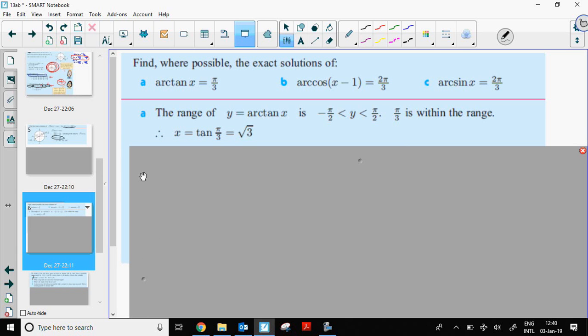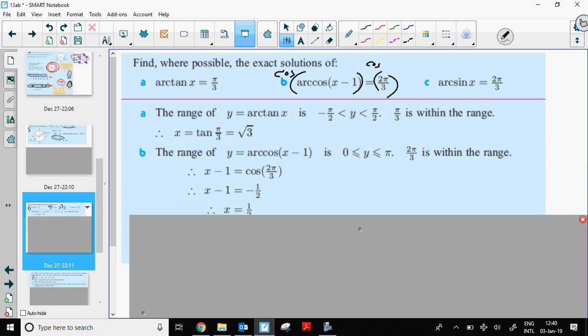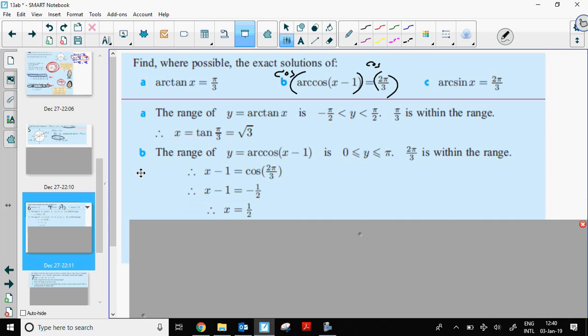For the second one, okay, we'll do the same thing. We're going to take the cosine on both sides. Right, so cosine of all that should be equal to cosine of that. Okay, that works equally well. We know the cosine of 2 pi over 3 is negative 1/2. So x minus 1 should equal negative 1/2. Okay, x is equal to 1/2. Great. What about this third one?